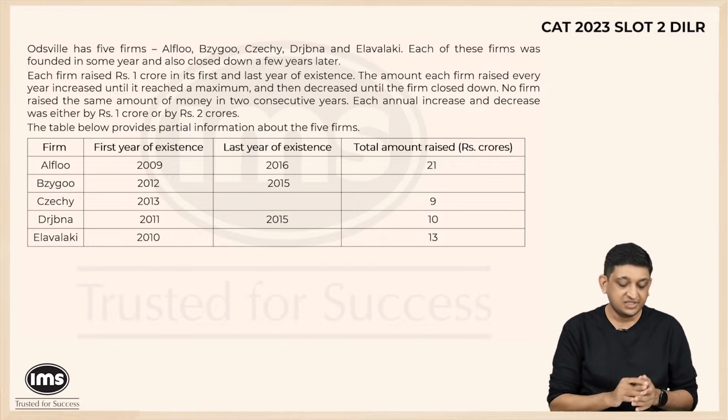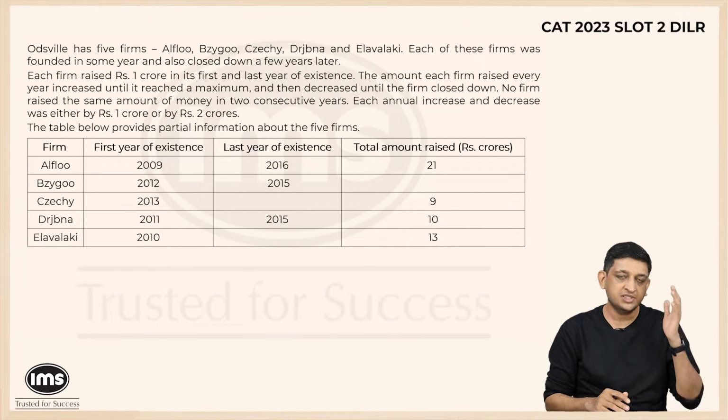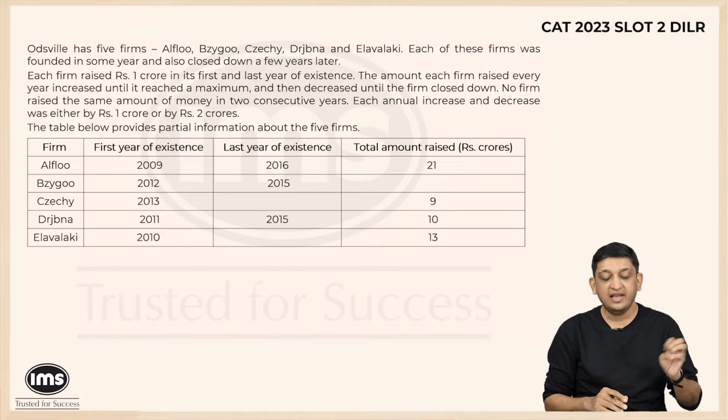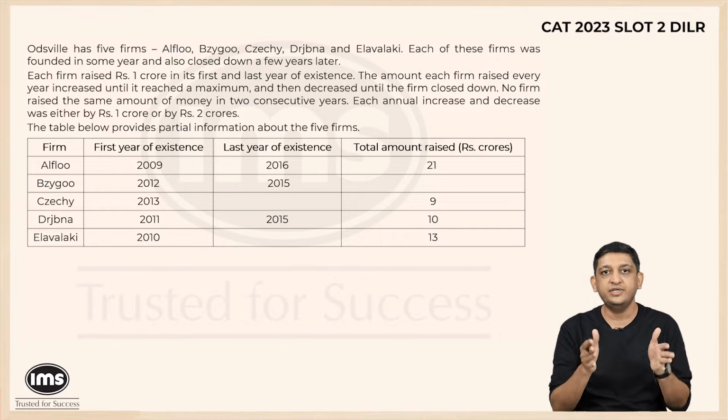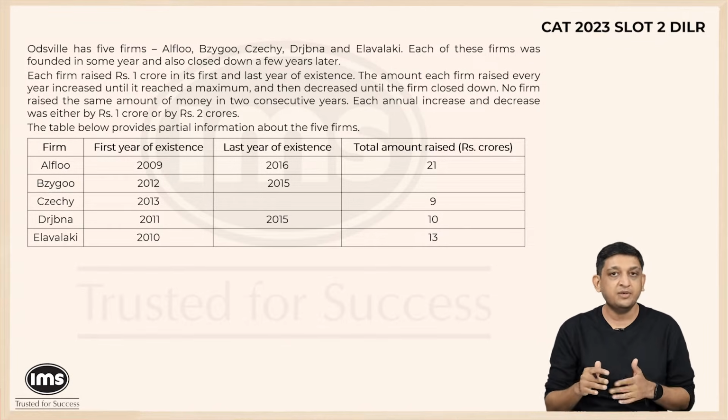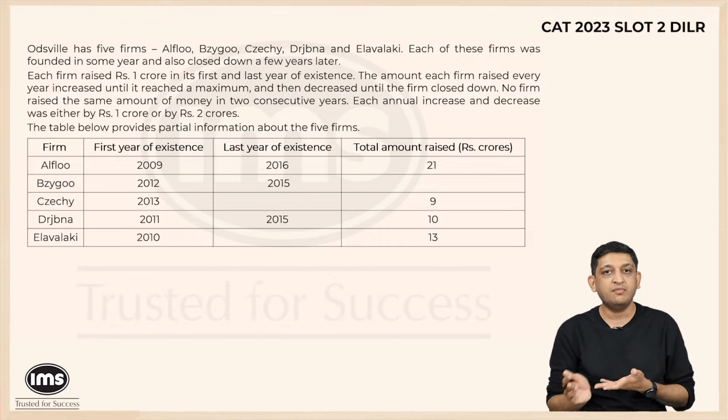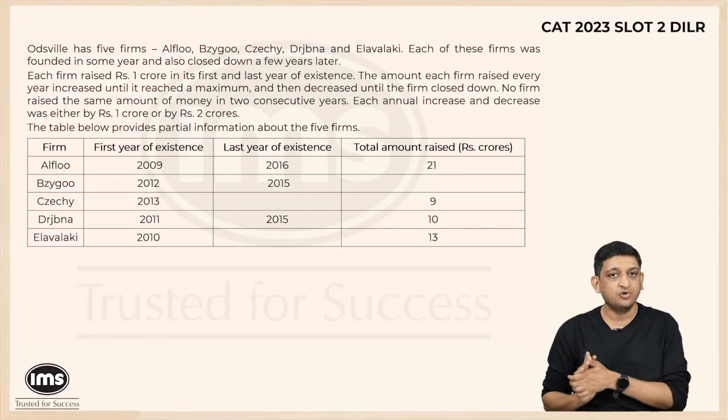There is a table, as I mentioned. It talks about the 5 firms. First year of existence is known for everyone. Last year for 3 firms. So we know the duration for which these 3 firms were active. We also know the total amount raised in terms of crore rupees.